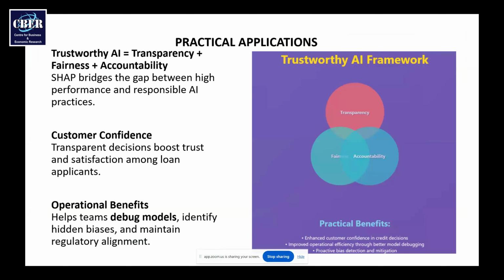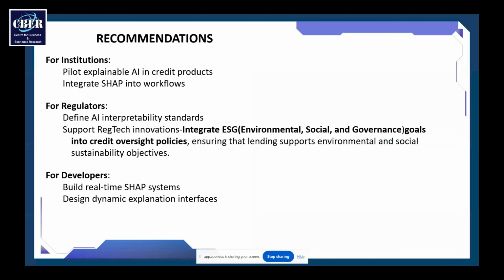So this is a practical approach and a summary of what I'm talking about. Trustworthy AI, which is the new advanced AI now, takes into account transparency, fairness, and accountability. It also helps the customers boost their confidence because the customer would see holistically the criteria that are strong and the ones that are weak. It will ensure that there are no biases.